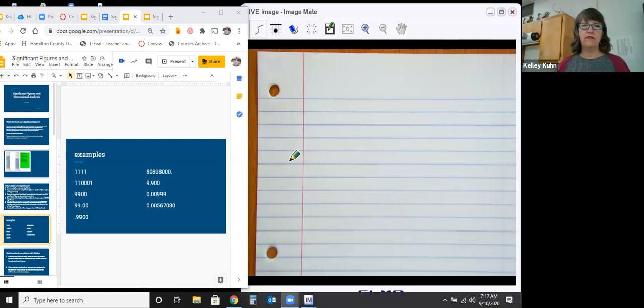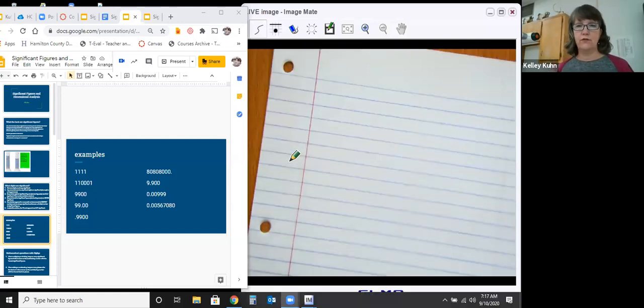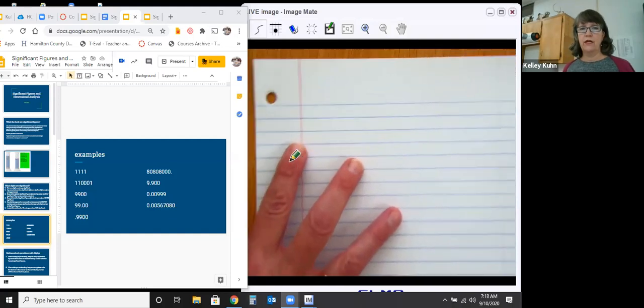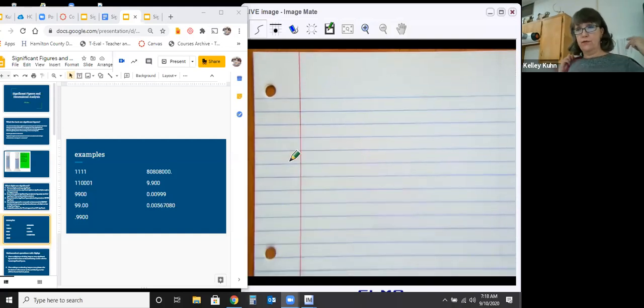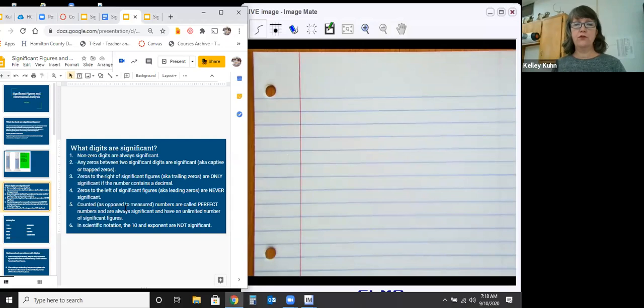So hopefully you have copied those directions, those rules down. And so now we're going to talk through them. You know how it is, sometimes you write stuff down, but you have no idea really what you're writing down. You just kind of write it down verbatim, and none of it actually absorbs. So if you look at our first rule, it says non-zero digits are always significant.